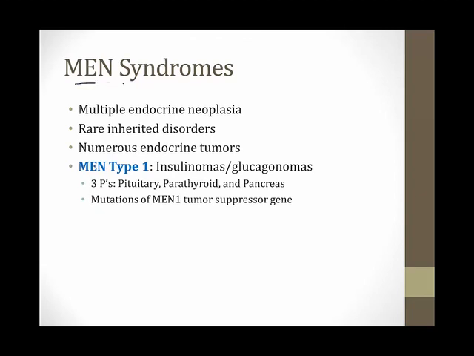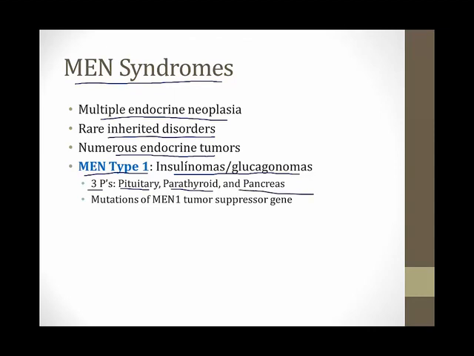Lastly, let me mention the MEN syndromes. MEN stands for multiple endocrine neoplasia. These are rare inherited disorders that I'll talk about in another module. They result in numerous endocrine tumors, but you should know that MEN type 1 syndromes are associated with insulinomas and glucagonomas. MEN type 1 classically involves the three Ps. It involves tumors of the pituitary gland, the parathyroid gland, and the pancreas, and the tumors in the pancreas tend to be insulinomas and glucagonomas. This syndrome results from mutations of the MEN1 tumor suppressor gene. And that concludes our module on the endocrine pancreas.